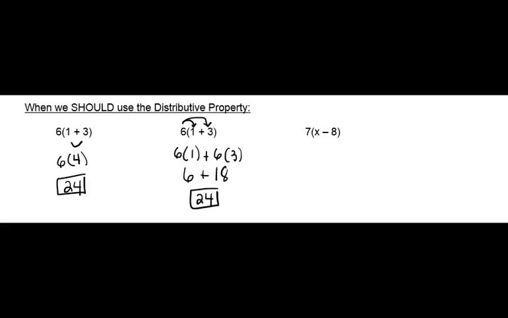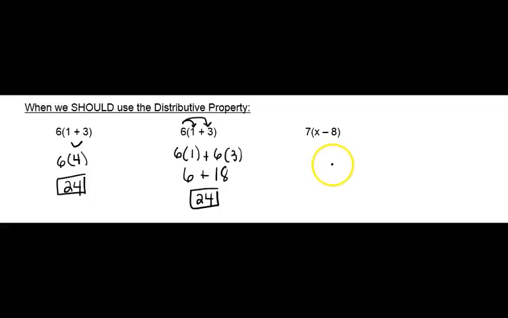So in that last example, you had the choice whether you wanted to use order of operations or distributive property to solve that problem. But when should you use the distributive property? Here's an example of that. Can you imagine drawing an area model with 7 groups of x minus 8? That would take a really long time. So you're going to want to use the distributive property to simplify this expression.